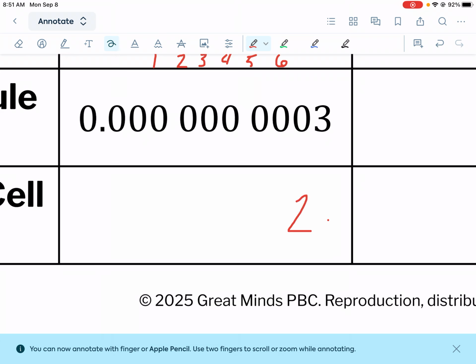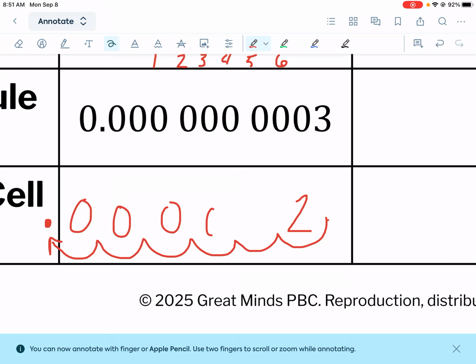In scientific notation, our decimal is there. We're going to jump to the left 6 times to put it back into standard form. Here we go. 1, 2, 3, 4, 5, 6. That's our decimal. Filling your empty spaces with zeros. Okay.